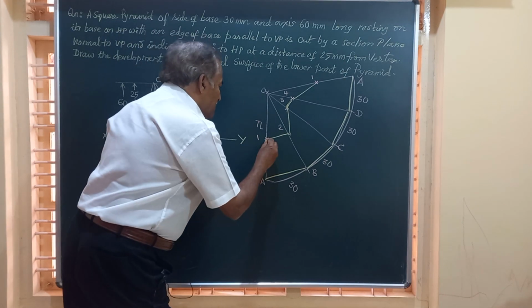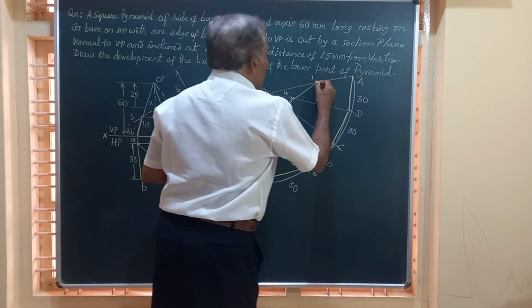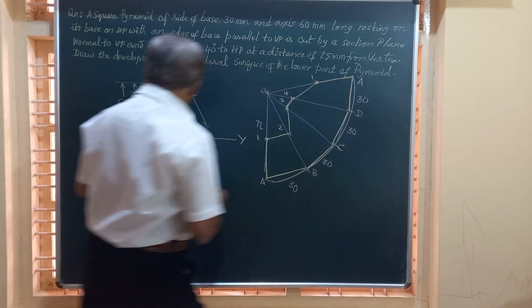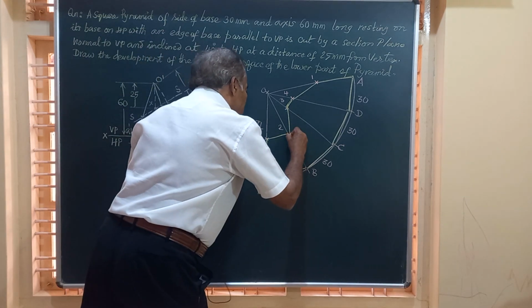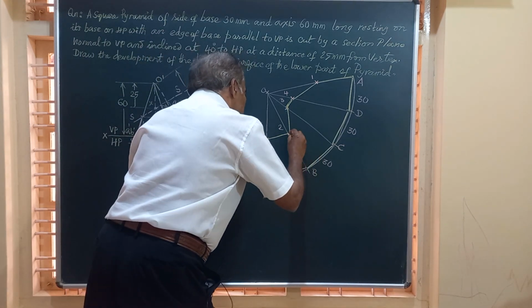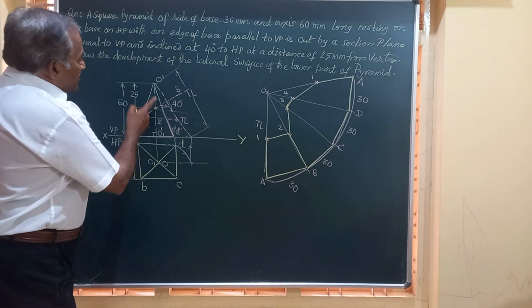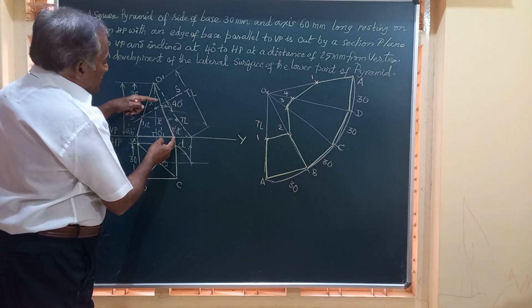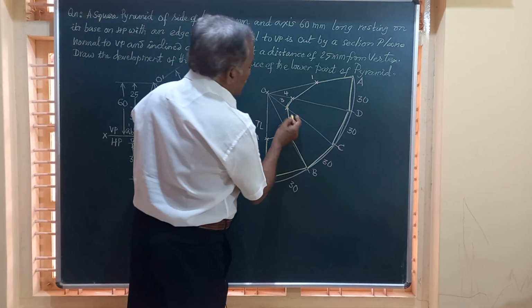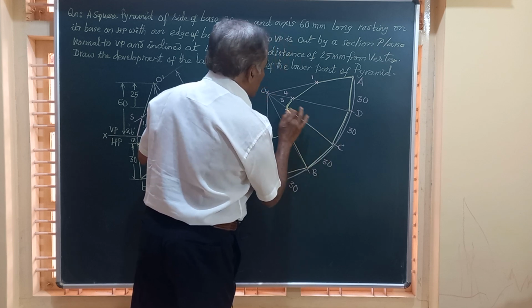1 to A is to be shown by a full line, then 2 to B is also retained, 2 to B I show by a dark line. I have marked this. Then you have got points from this, that is 3 and 4 are here. This part is also retained. So I have to show these two also by dark lines.